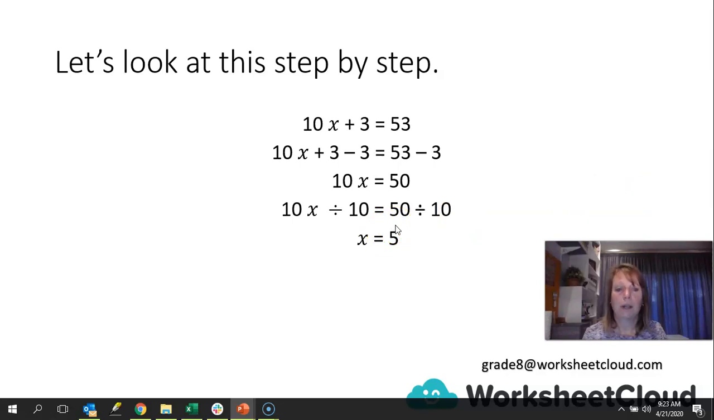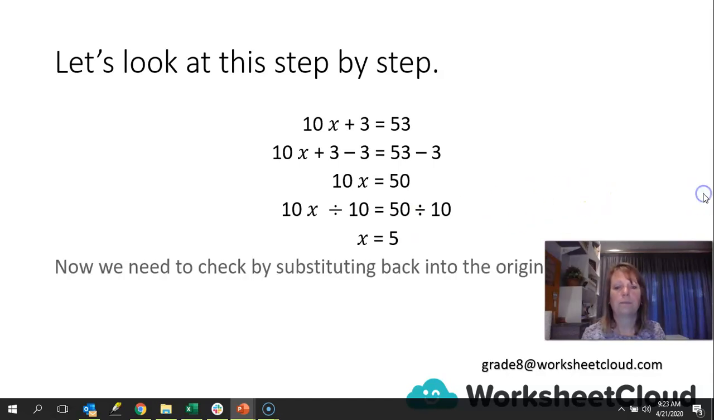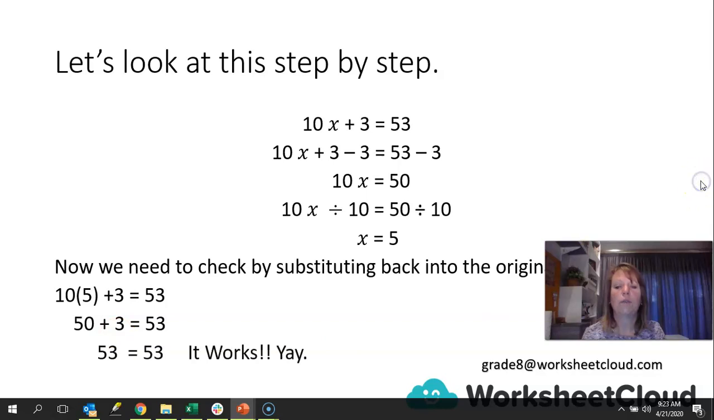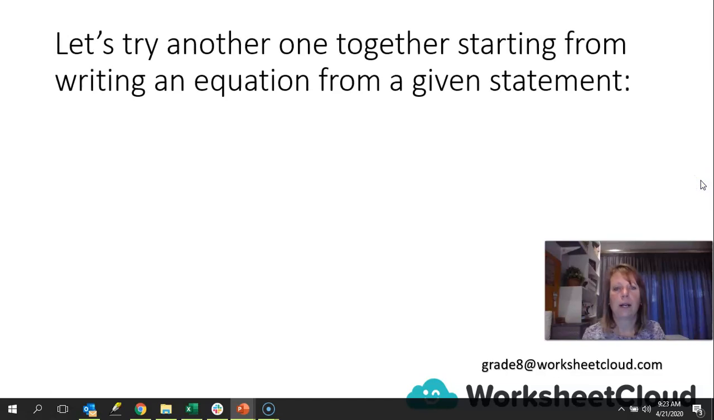Now we mustn't just leave it there and say, okay, well that's fine, x is equal to 5. Let's check it. By checking it, we're going to substitute back into the original equation. You can see that our answer is 5. We've said that x is equal to 5. Let's put 5 back into the original equation. So we'd go 10 times 5 plus 3. We can see that it's going to be 53, but let's just go through the motions. 10 times 5 is 50, plus 3 is 53. It works. Well done.